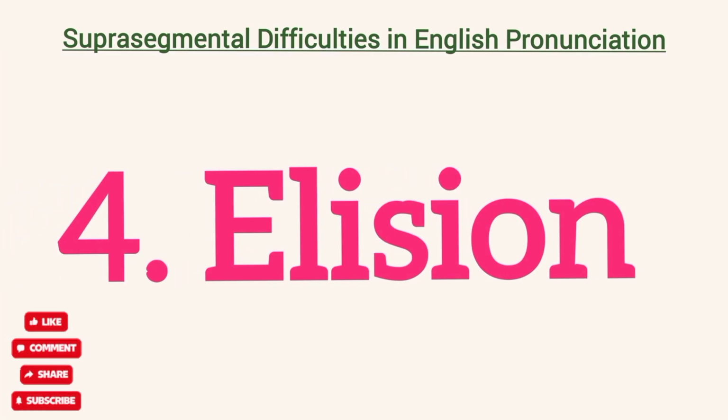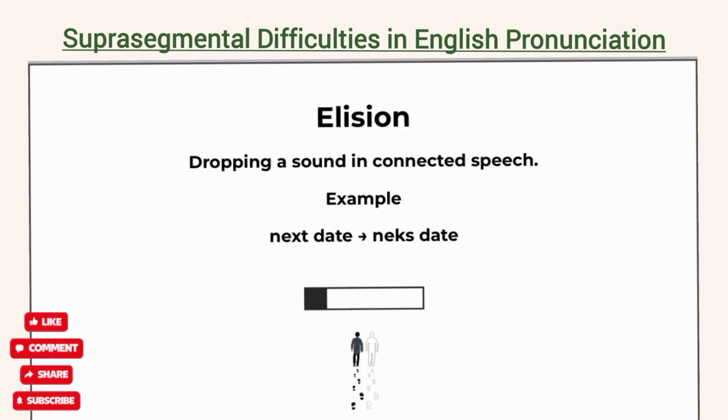4. Elision. Elision refers to the omission or dropping of a sound in connected speech. This also happens in natural conversation. For example, the phrase next day is often pronounced as next day, where the T sound disappears. Learners sometimes pronounce every sound carefully, which can make their speech sound unnatural.